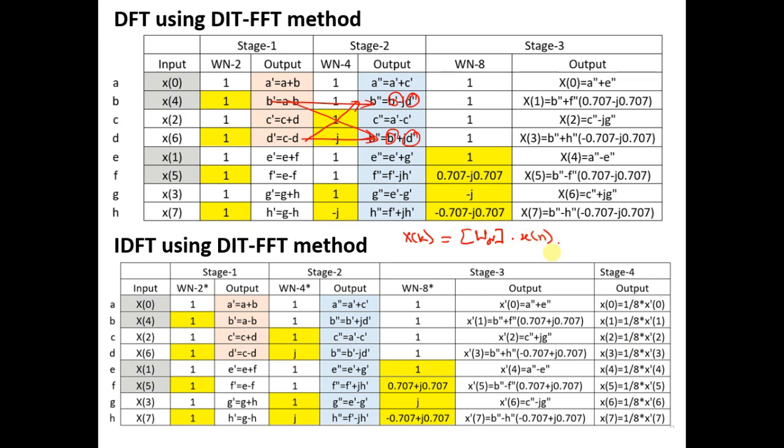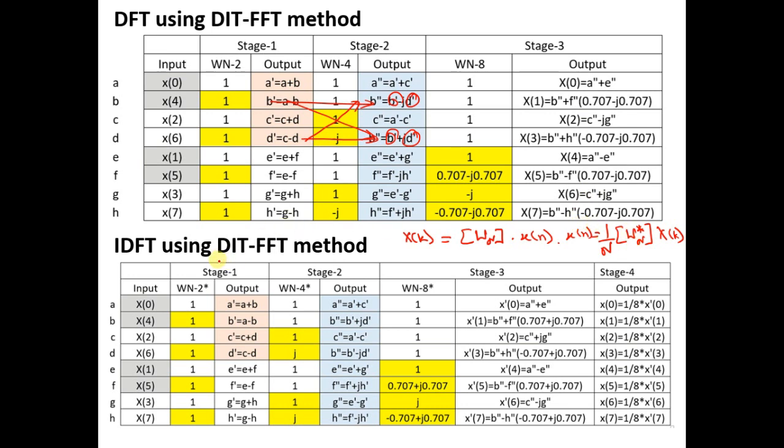Okay, and when we look into the IDFT, it was x of n equals 1 by capital N multiplied by twiddle factor conjugate multiplied by x of k. So what is x of k? Frequency components, right? So I can give you any frequency component and ask you to compute the xn values.